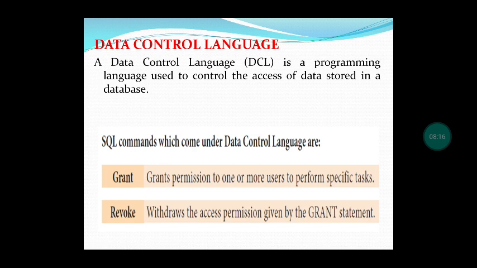Next we will go for DCL, that is data control language. It is also used to access the data stored in the database. 2 commands are used in DCL. One is grant and another one is revoke. Grant means it gives permission to one or more users to perform a specific task. It allows the user to perform a specific task. Not a single user, more than one user can access.